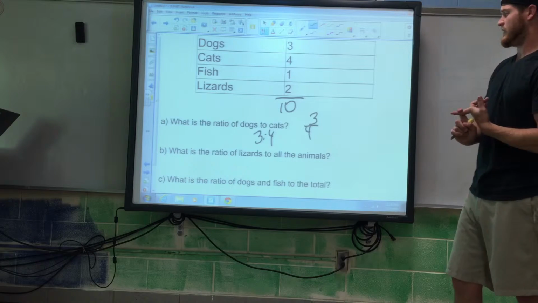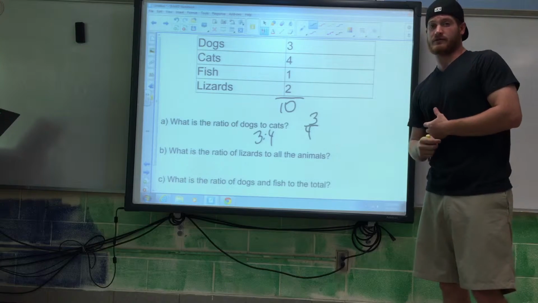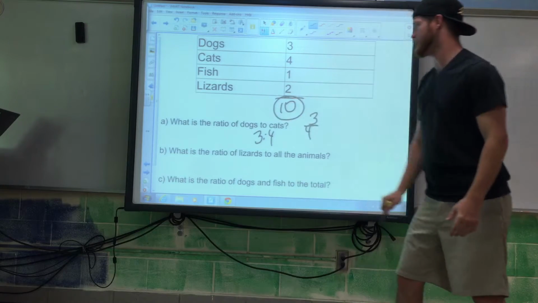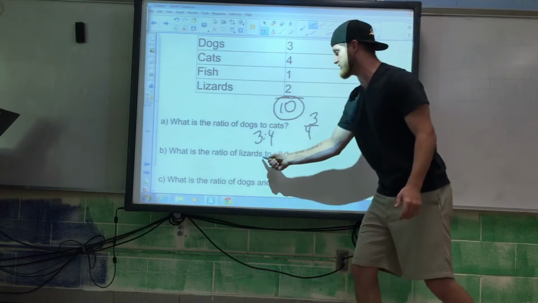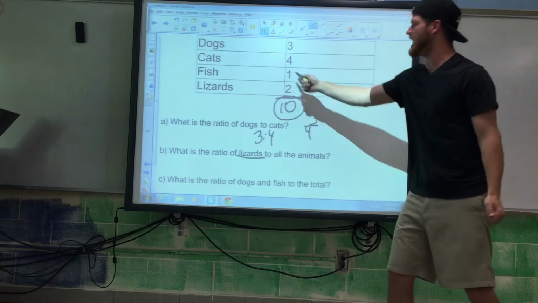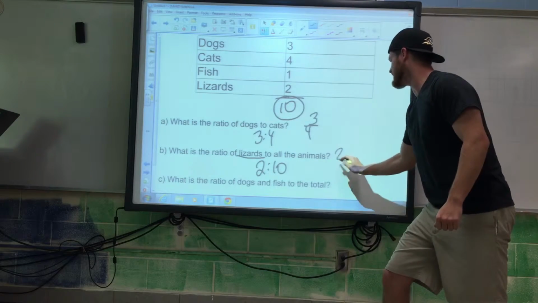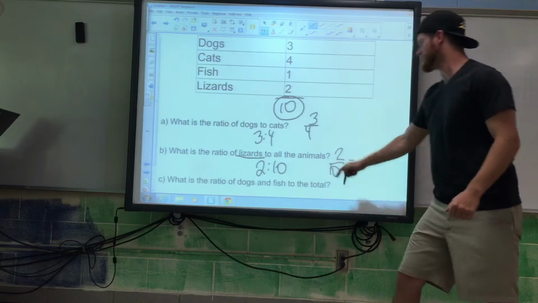B, what is the ratio of lizards to all the animals? Okay, now this is a part to whole because it's asking for the total number of animals, which we know is 10, but lizards is listed first. So how many lizards do we have? 2. So it'd be 2 to 10. Now if you simplify this, what number goes into both 2 and 10?